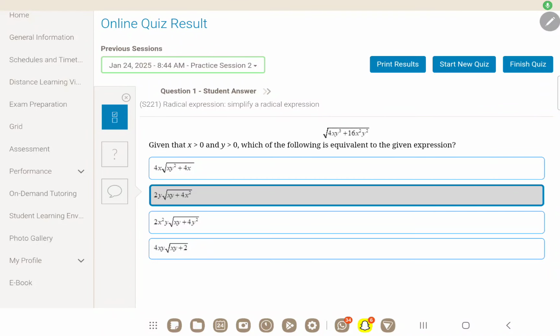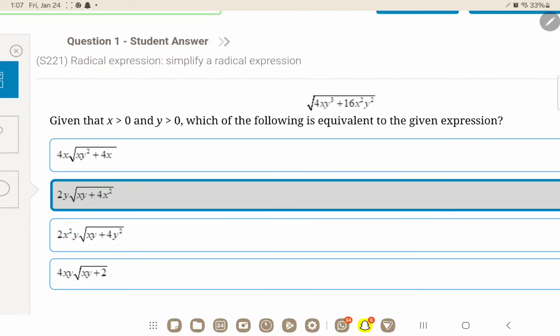So today we're going to be solving the week 7 math AMS quiz. It's really close to the periodics we did. Let's start. First question, it's asking us which of the following is equivalent to the given expression.